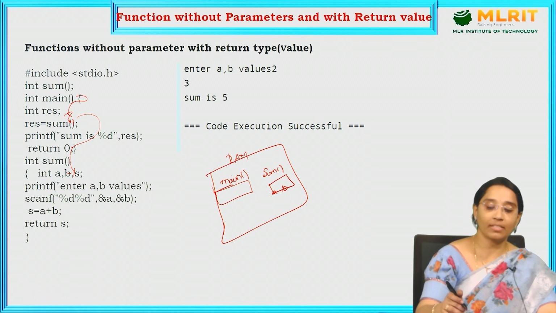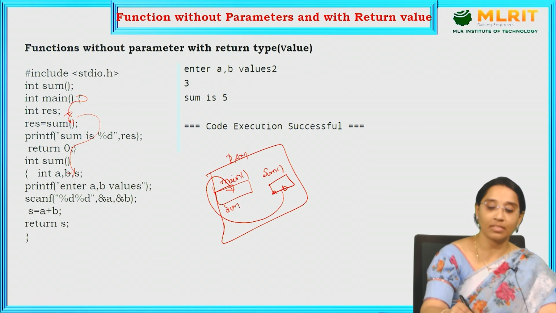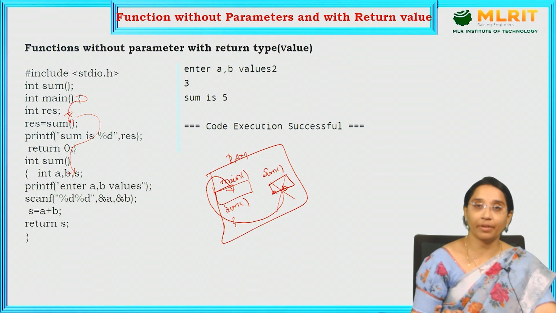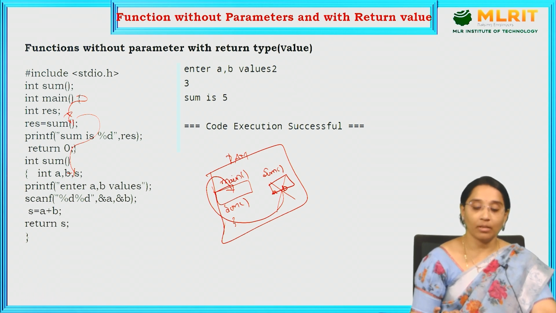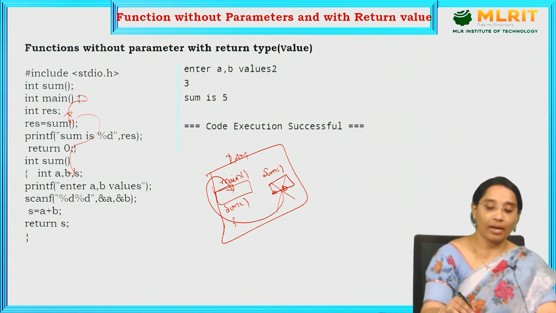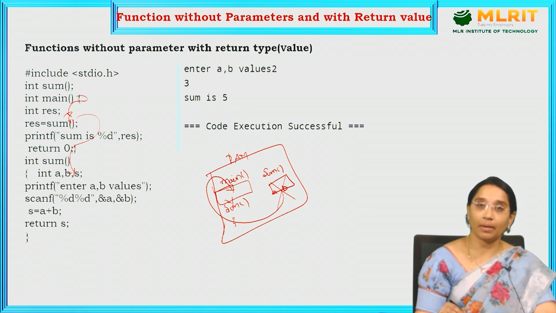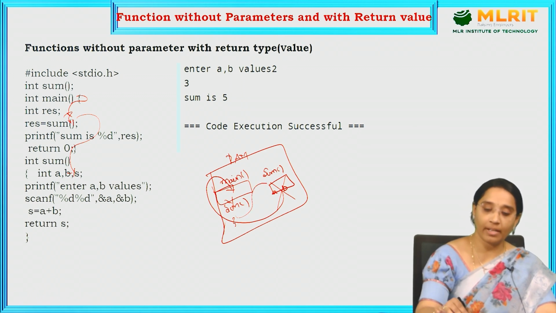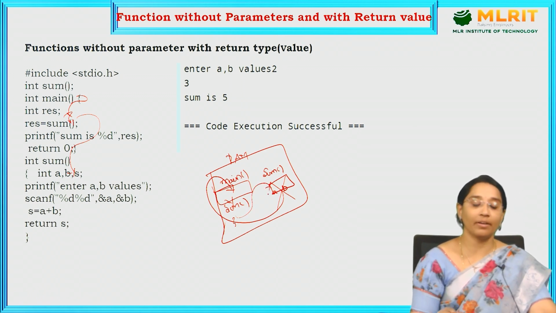After execution, whenever the control goes back to the main function, because sum is a function name that is in the main function itself, this memory will be deleted, or freed from the RAM. So the data will be deleted. Again, whenever the function call is initiated, memory will be allocated for this definition.